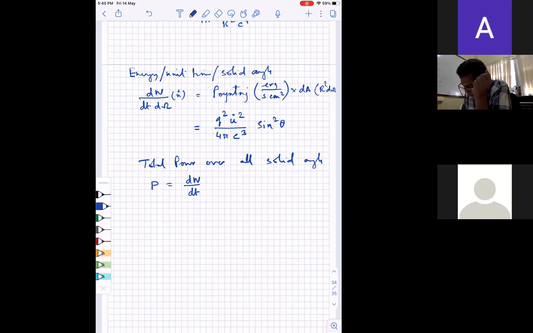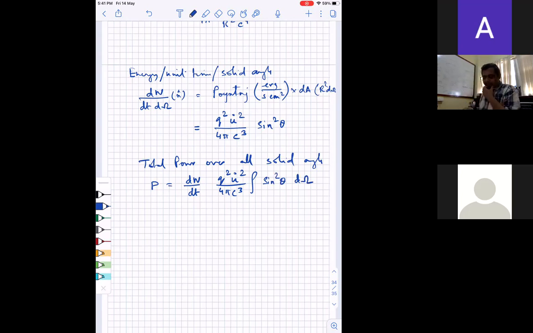And so this becomes Q squared U dot squared by 4 pi C cubed, and then sine squared theta. So remember, this can be easily done. You'll see this comes out to give you a factor of 8 pi over 3, so this will become 2 Q squared U dot squared over 3 C cubed.